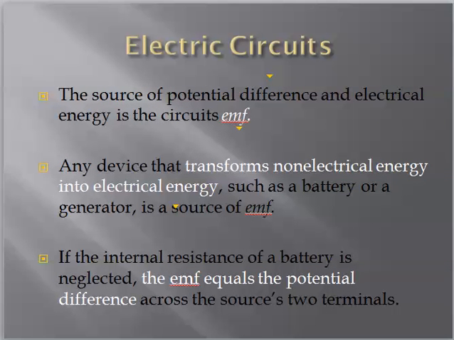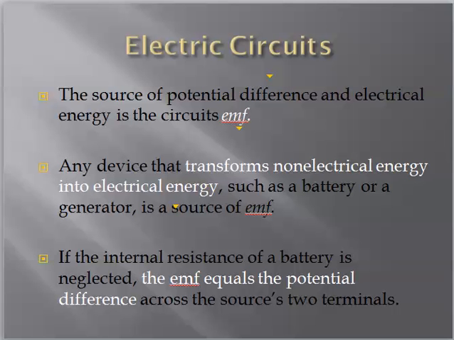The source of potential difference in electrical energy is an EMF, an electromotive force. Any device that transforms non-electrical energy into electric energy, such as a battery or generator, is called an EMF. A battery, because it takes the chemical energy and turns it into electrical energy. A generator, because it takes kinetic energy, things that are moving, and turns that into electrical energy.